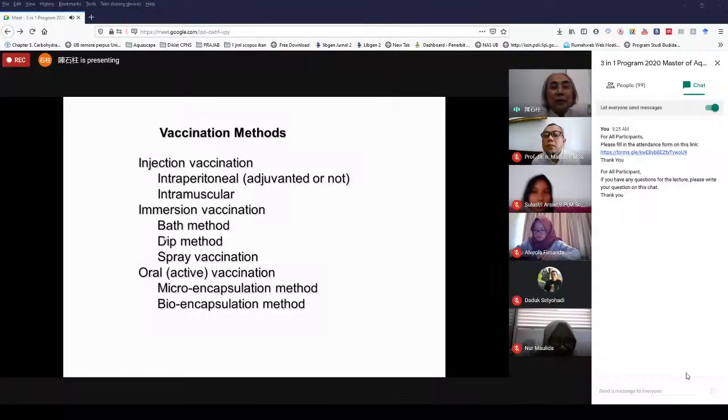In vaccination, we can have a longer time. We call that the bath measure. The second one is the dip measure, the short term. Third one is the spray. But which one is more convenient or useful? Usually we choose the dip measure, meaning 2 to 5 minutes for the immersion. Bath may be more than 10 minutes, 20 minutes, or 30 minutes. But this is not a very good vaccination measure because there's too much stress, okay?